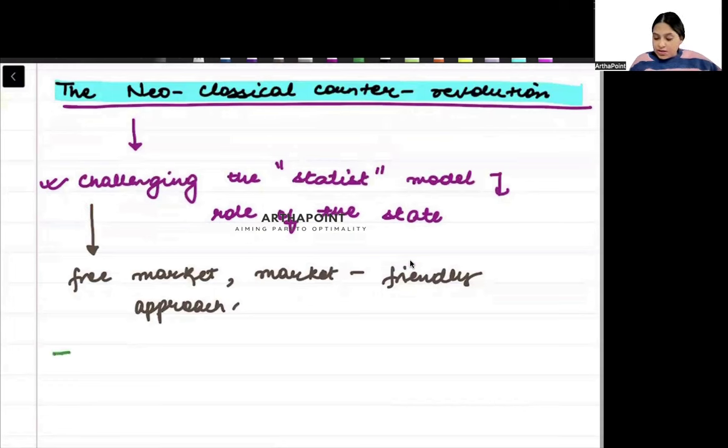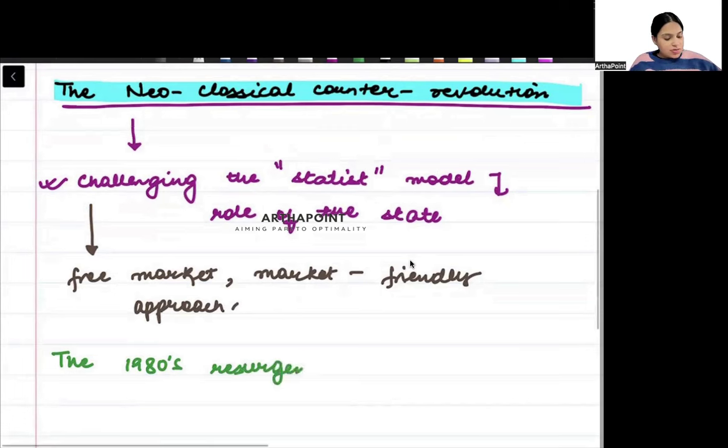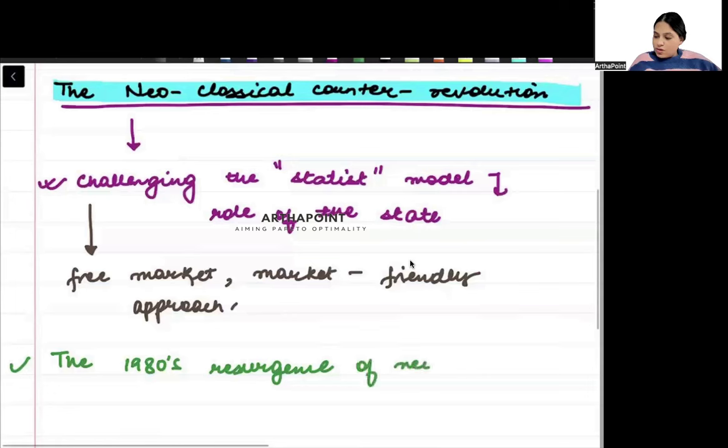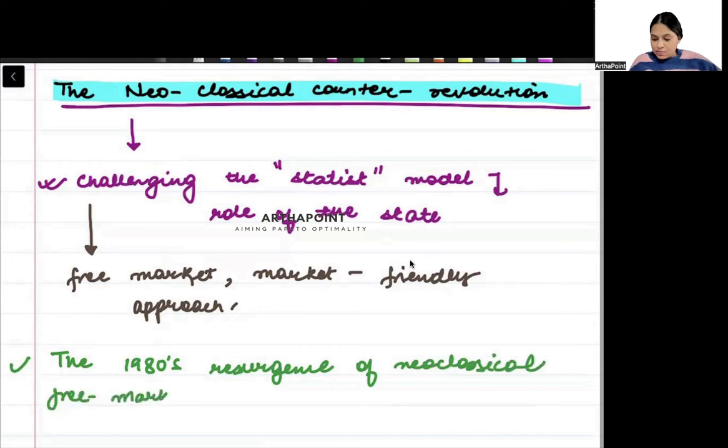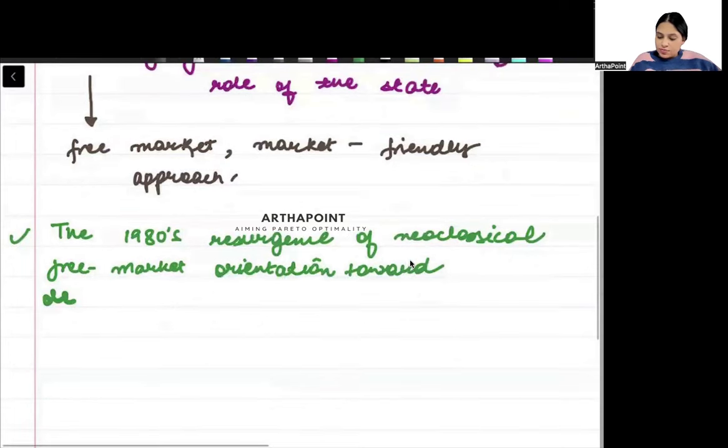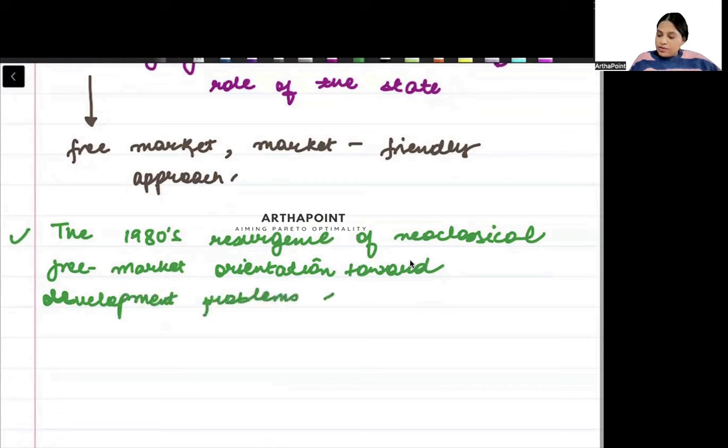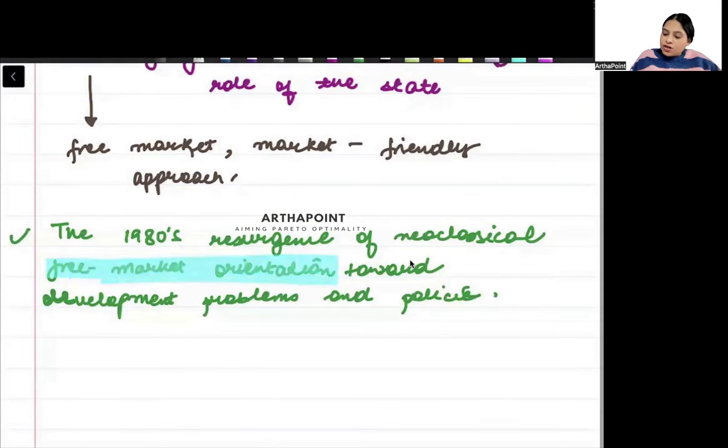So please write it with me. The 1980s resurgence of neoclassical free market orientation toward development problems and policies. तो they were focusing on the free market orientation. उनका पूरा focus था that market should be free, right?